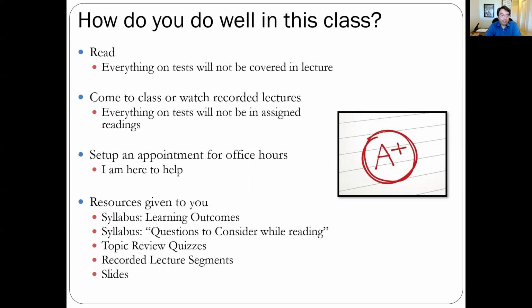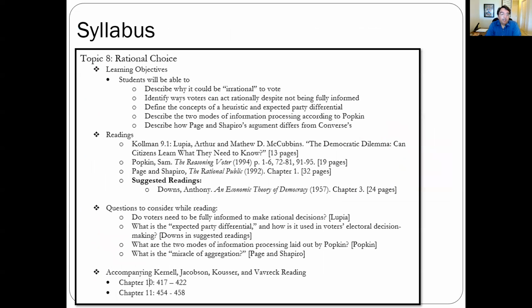Okay, so let's dive in a little bit about some of these unique resources. The first set of resources I want to talk about is looking at the syllabus a little bit more. In this class, as I described in lecture, we break things up into topics. So we're going to have different topics, like a topic on Congress, a topic on the bureaucracy, a topic on polarization. And in here, what I have up on the screen is a topic devoted to rational choice theory.